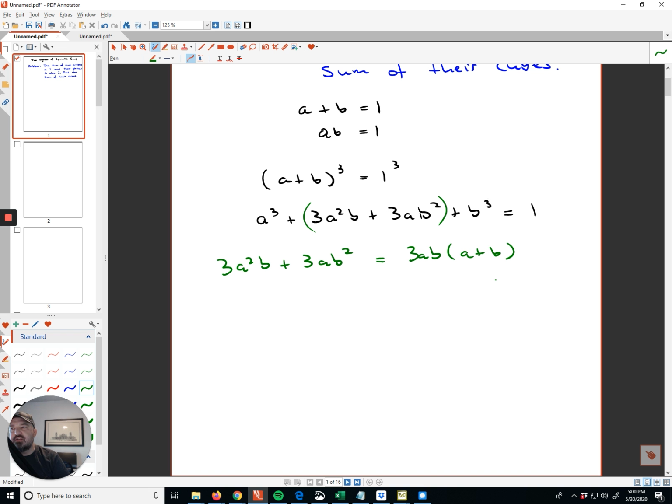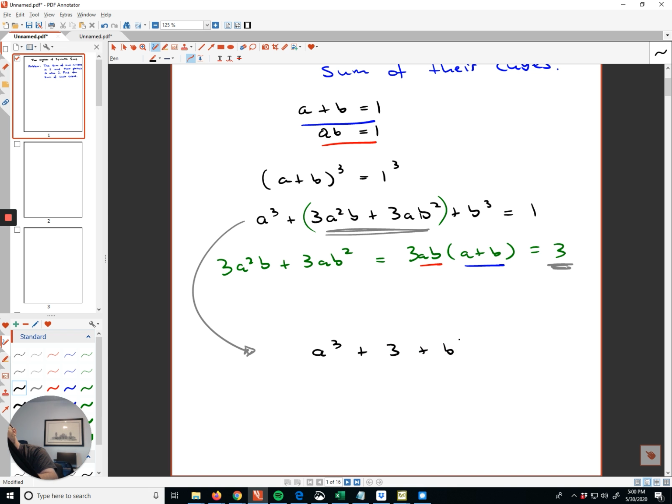Oh, that's nice. We know what ab is. And we know what a plus b is. Oh, so this is all just 3. Now we can substitute that into our equation. And we get a cubed plus 3 plus b cubed equals 1. So a cubed plus b cubed is -2.